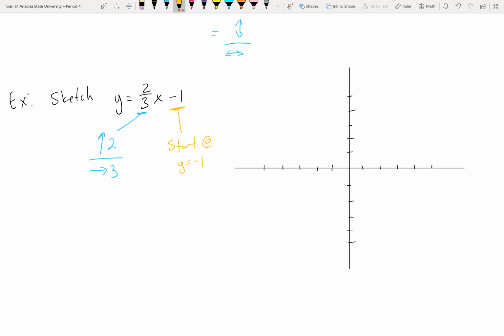My starting value is y equals -1, so I'll put my starting point at y equals -1, and then I'm going to listen to my slope. From this starting point, I'm going to go up 2 and right 3 and make a new point. And if I felt so inclined, I can repeat the process: up 2, right 3. Or if I didn't want to go up and to the right, I could reverse directions. Instead, I can go down 2 and left 3.